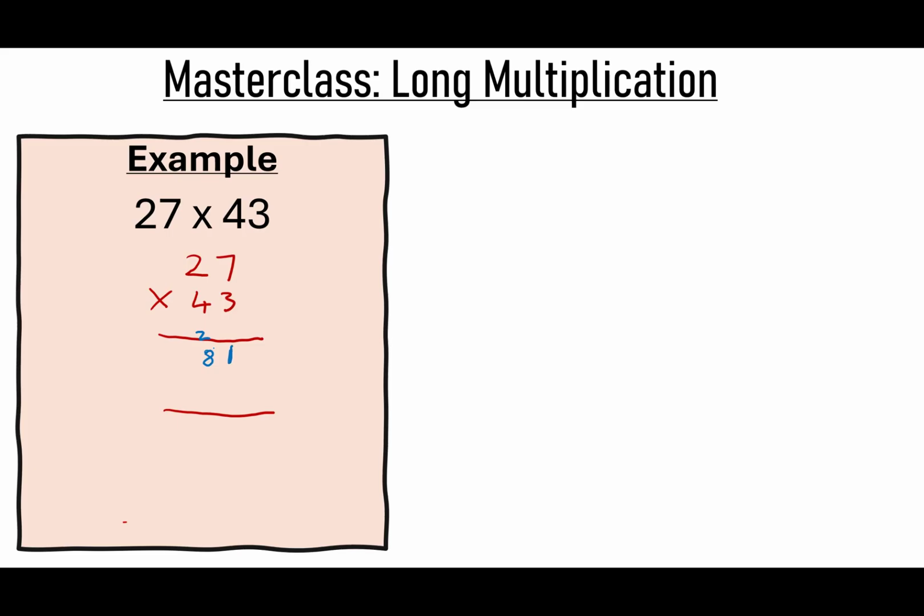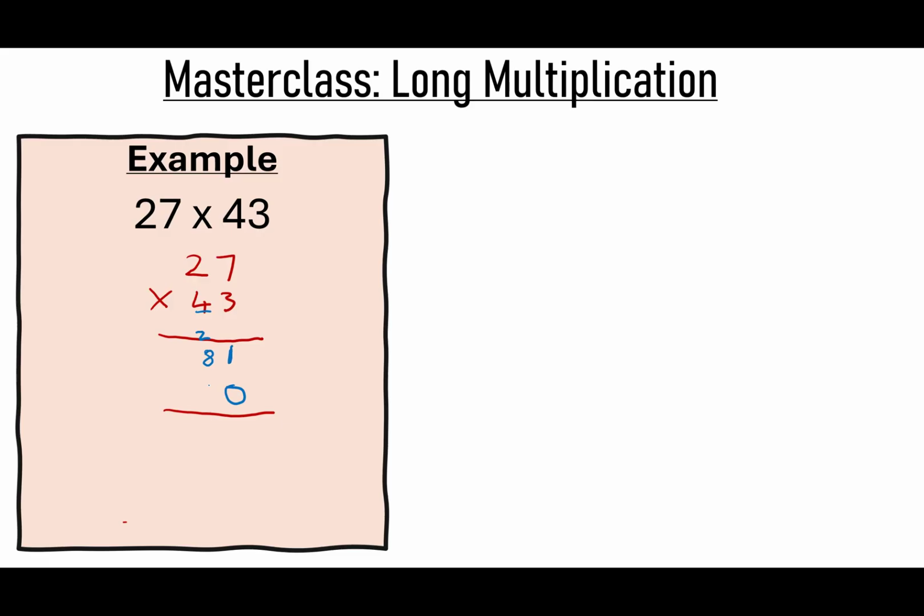So the next thing we have to do is the 4 times 3, but really that 4 is actually a 40. So what we add is a 0 here, almost like a placeholder, so that we can then just do 4 times 27. Okay, so 4 times 27, we're going to do the 4 times the 7.